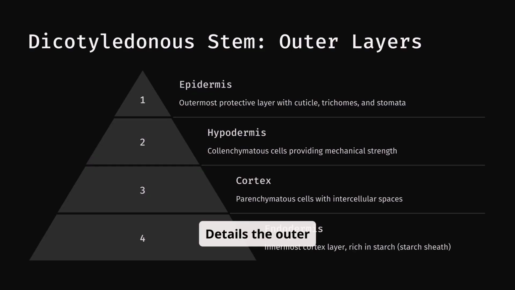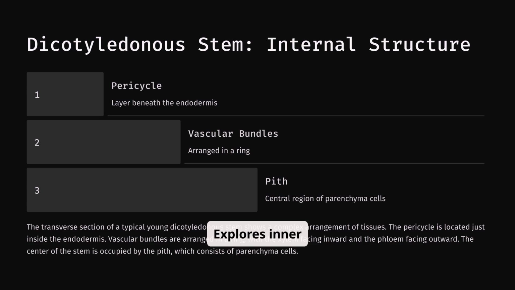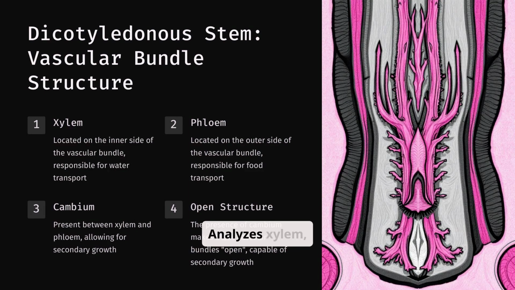Details the outer structure, including layers like epidermis, hypodermis, cortex, and starch-rich endodermis. Explores inner layers, including pericycle, ring-arranged vascular bundles, and central pith. Analyzes xylem, phloem, cambium, and the open structure vital for secondary growth.